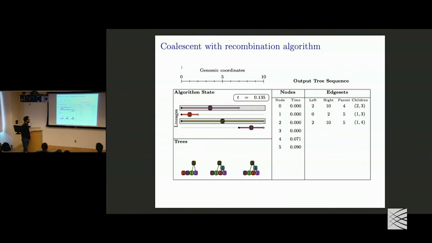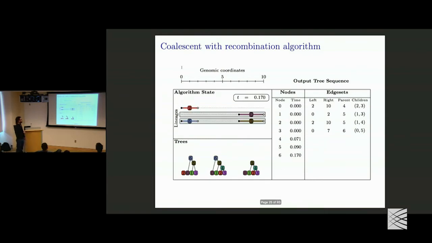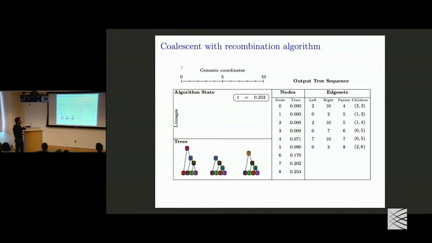And the next event is a common ancestor. And we have another common ancestor, and again another common ancestor event until finally we have used up all of the ancestral material. We have complete trees at every position on the genome, and our simulation is finished. So these three trees, each over different intervals, are very highly correlated. They've got a lot of shared structure.